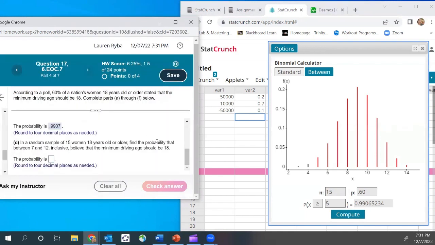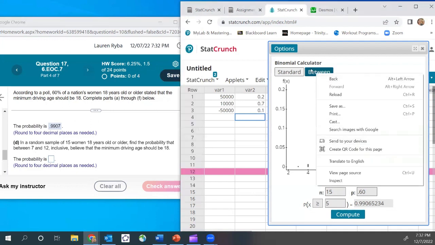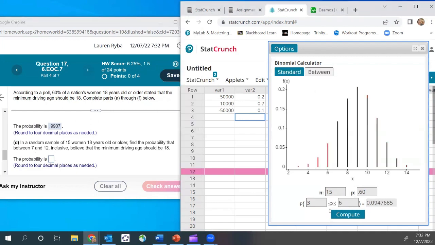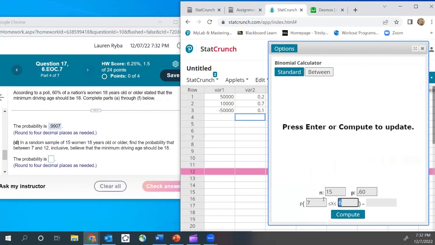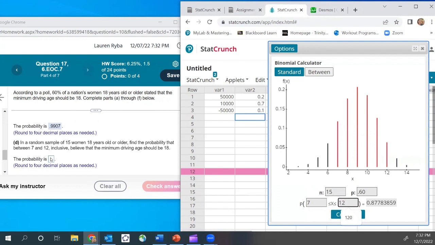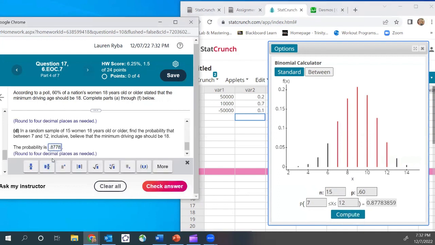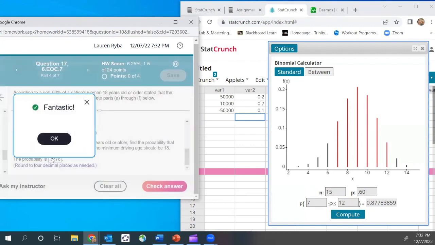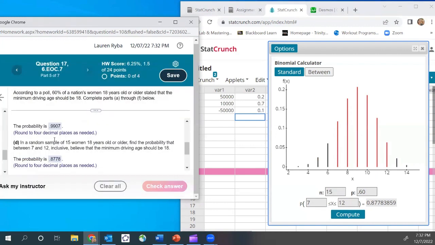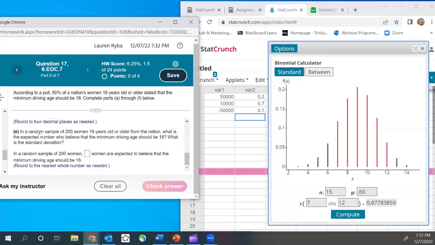Next one wants between 7 and 12. So between 7 and 12. So really straightforward in using the calculator here. Just have to make sure you read those symbols, read the terms carefully to know which symbol you need to use.